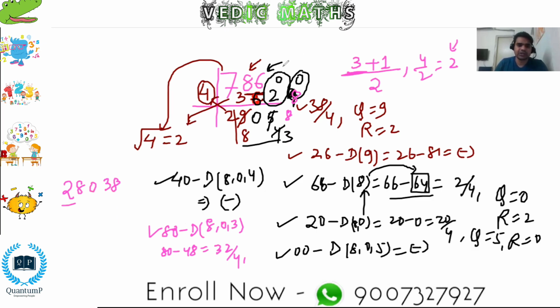That's it. So we have 2, 8, 0, 3, 8. We'll put the decimal after 2 digits, as we have seen initially. So the answer is 28.038. You see how pure the answer is, right? Correct?